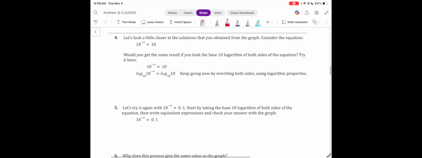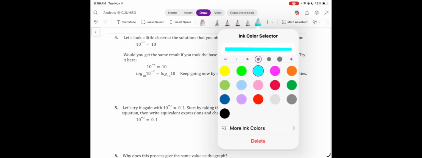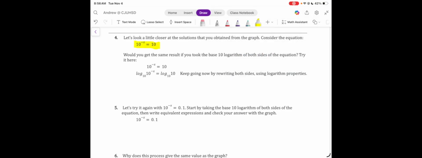Okay, let's look a little closer at the solutions. Consider this equation right here. Would you get the same result if you took the base 10 logarithm of both sides? Try it here. So we're pushing the log onto both sides. And this one on the left is going to turn out to be negative x. And this one on the right is going to be 1. So if negative x is 1, then positive x is negative 1.